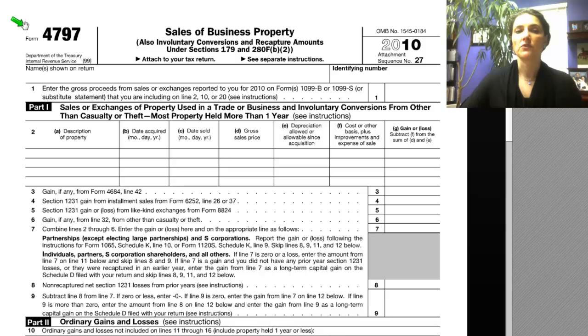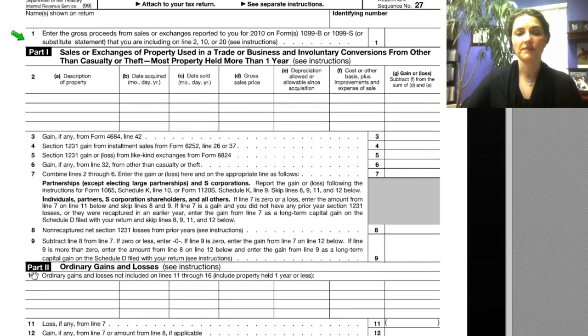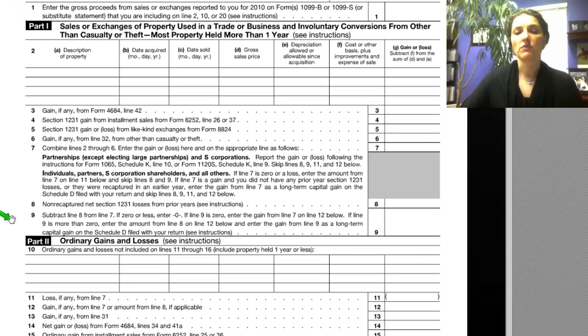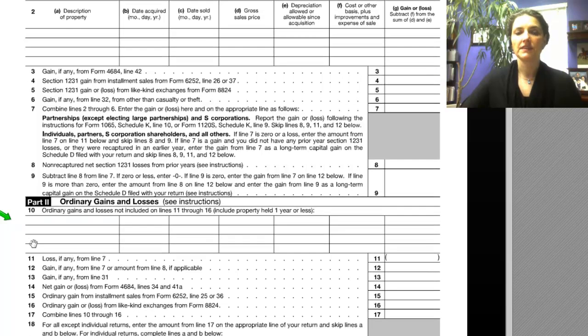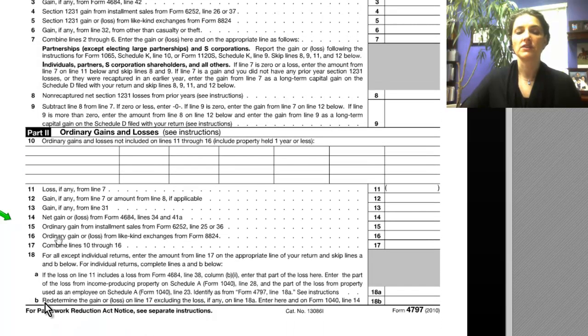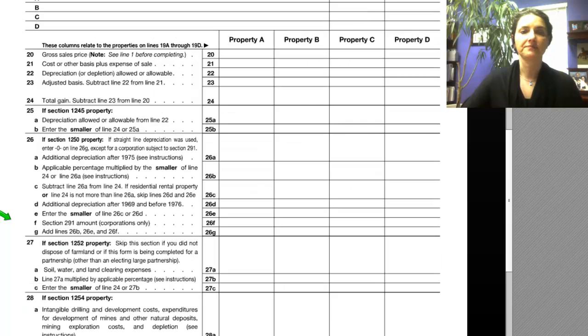4797 is divided into 4 parts. In Part 1, we report sale or exchanges of property used in a trade or business and involuntary conversions from other than casualty or theft, most property held more than a year. And in Part 2, we report ordinary gains and losses, typically for assets that were held for a year or less, but we'll learn more about that.